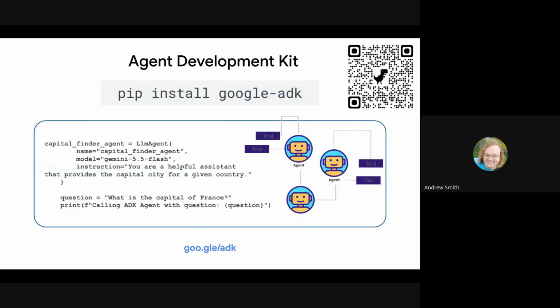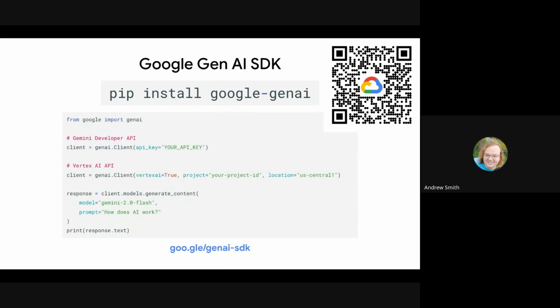To get started in code, pip install Google ADK to start with agent development kits. Or if you want to interact at a lower level, just with our interfaces, we have our GenAI SDK to help you access Gemini from your programming interface as well.